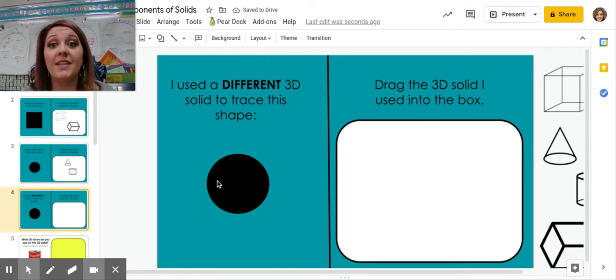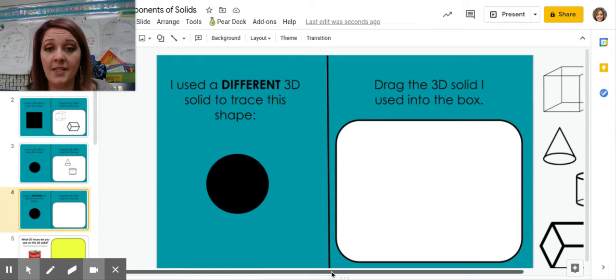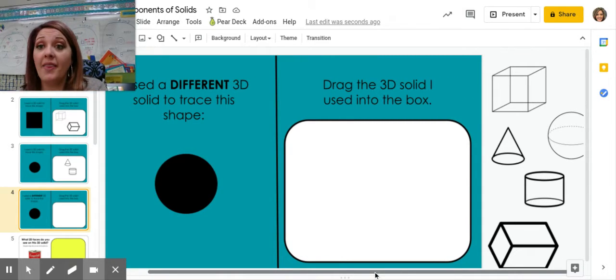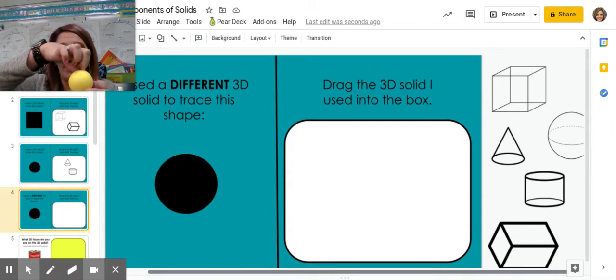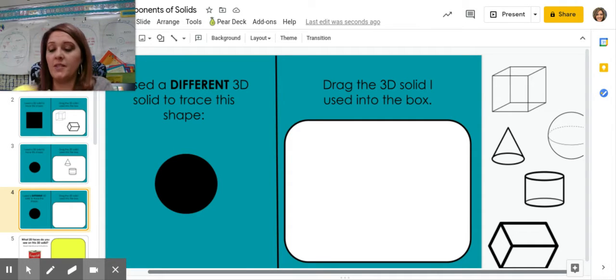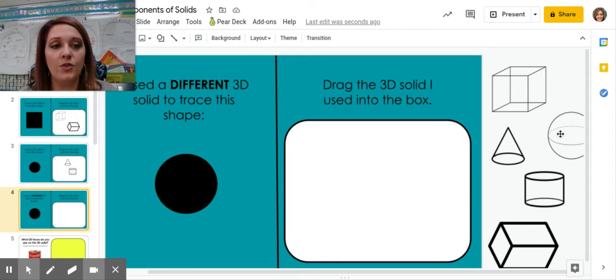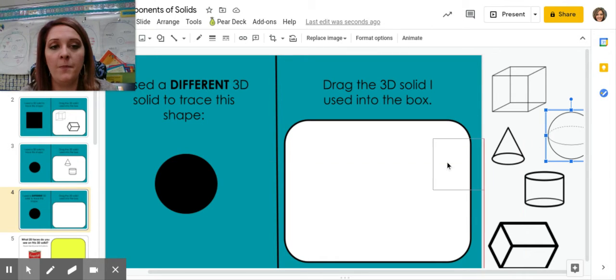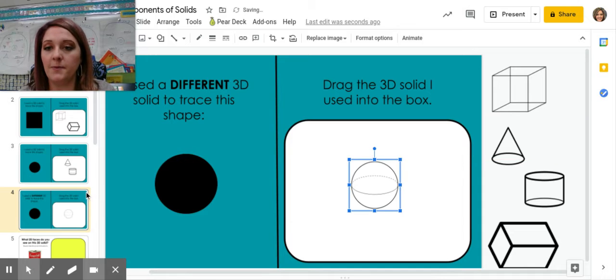It says I used a different 3D shape to trace this one. So that one is a sphere. If I put my pencil and go around my sphere and trace it, guess what shape I get? I get a circle. Even though it doesn't have a flat surface, if I trace it, it will still give me a circle. So I'm going to put my sphere in the box.